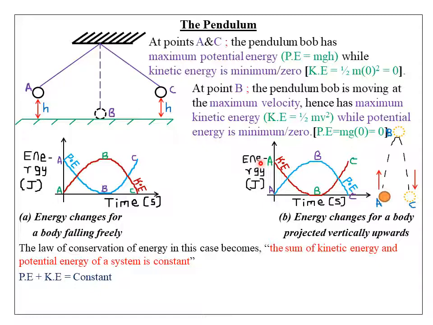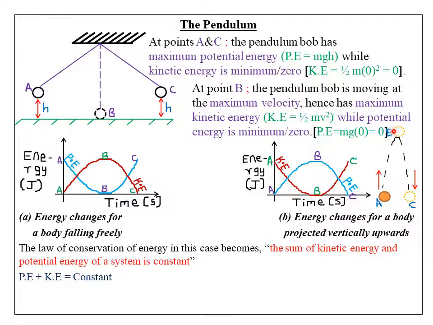Then let's look at the graph of potential energy for the same body. Remember, the body is released from point A, and therefore it is released from the ground level. If you are releasing from ground level, it means the height is 0. And remember, when h is 0, potential energy becomes 0. Therefore, at point A, because the body is released from the ground, or when the height is smallest, the body will have the minimum potential energy. So you can see the graph is starting from 0.